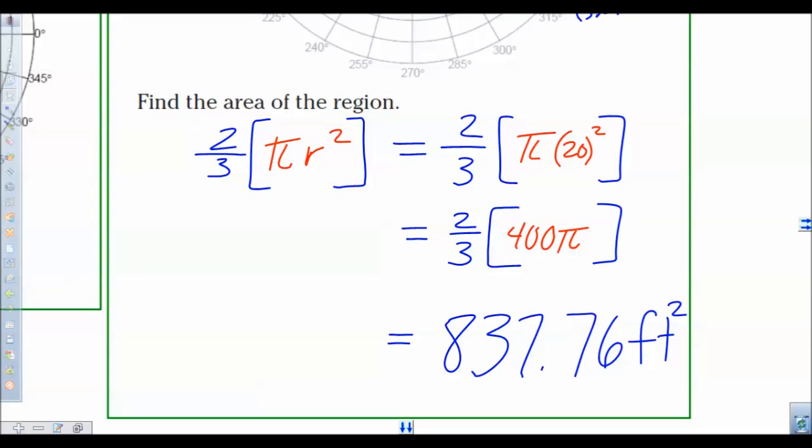Right, so not too bad of a problem to solve there. And we might see a similar problem like that down the road, trying to find area inside that circle. Just realize you're just looking at a fraction of the circle. Let's take a look at another problem. This is from your activity from today.